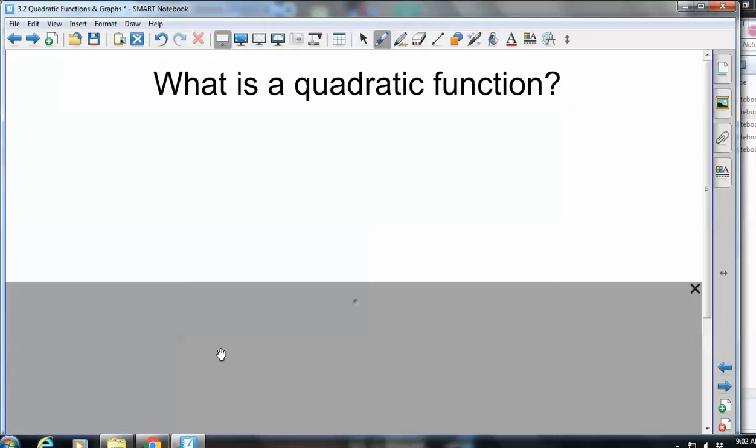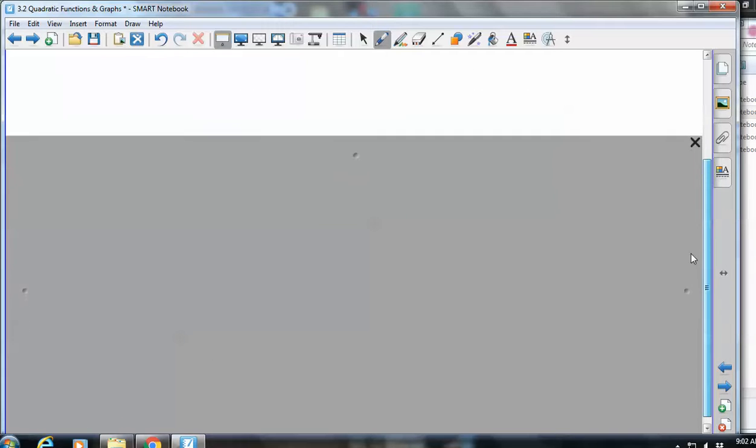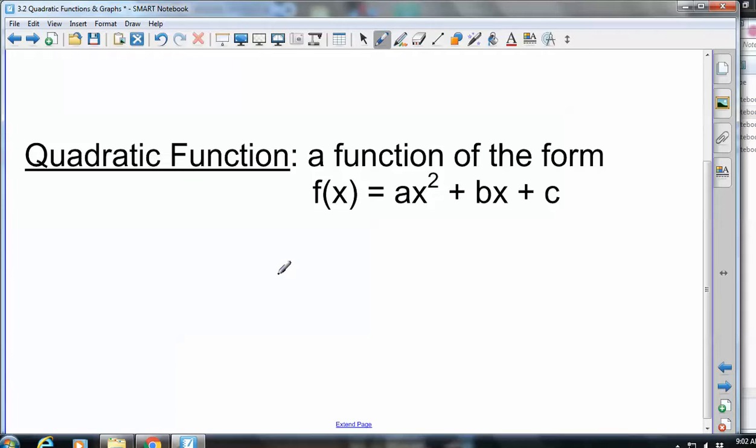Yeah. So what makes it a quadratic? You talked a lot about these in Algebra 2. It's a parabola. So what shows up in the equation that makes you know? A square. So a quadratic function is a function of the form f of x equals ax squared plus bx plus c. Fill that in your box there. And that's what we're going to spend the rest of the day talking about.